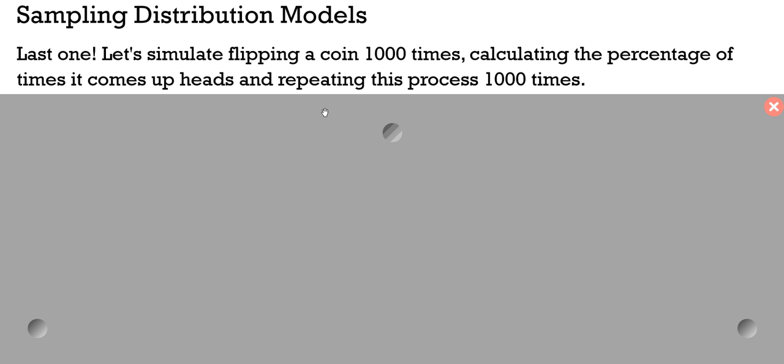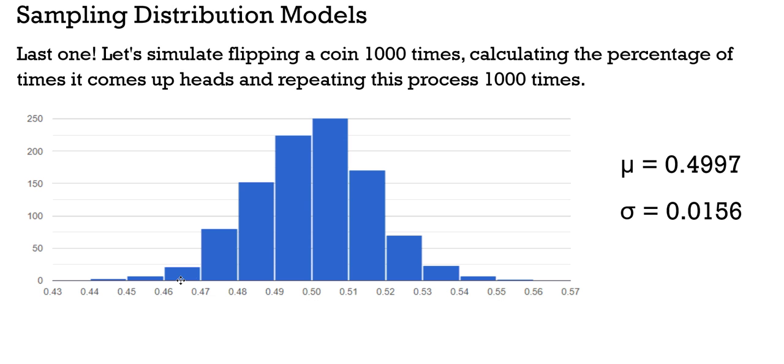And then we look here. What if we flipped it 1,000 times and repeated that process 1,000 times? What would happen? Well, that's almost perfectly unimodal symmetric. And again, look at that mean. It's centered around that 0.5 mark, but the spread is even smaller still, 0.0156. Right? So almost everything is very, very close to that middle value of 0.4997.